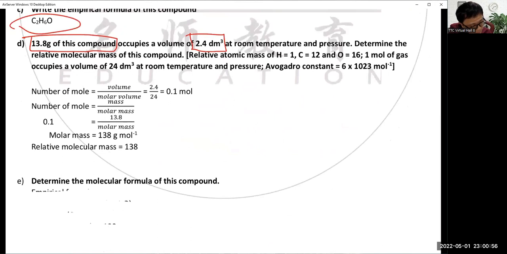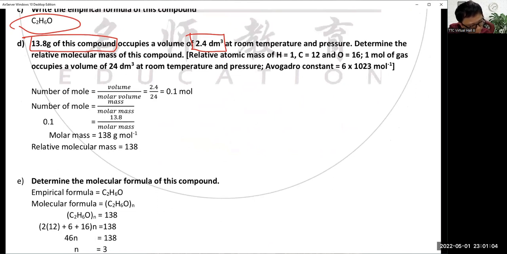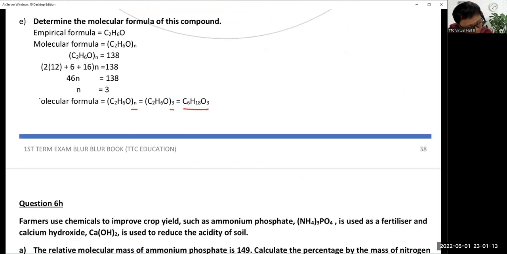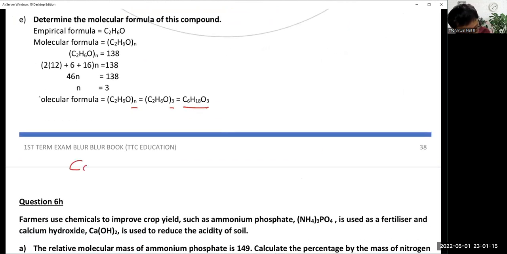Then the molecular formula is in bracket n, then the mass is 138 now. Then after that, we put inside here, we will get n equals to 3. So the actual formula we found will be the bracket with n changed to 3, then this is the answer. So we can try to reverse back the calculation. Okay, this is the brief idea.